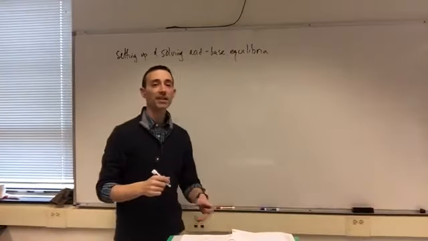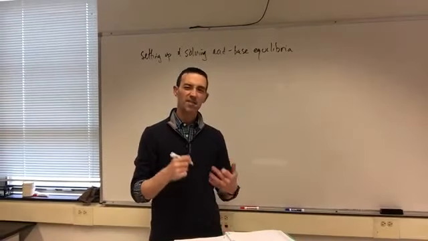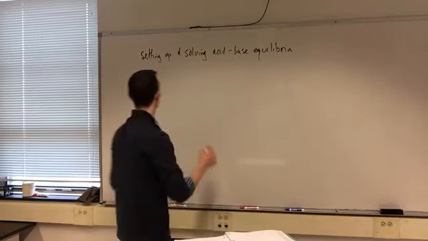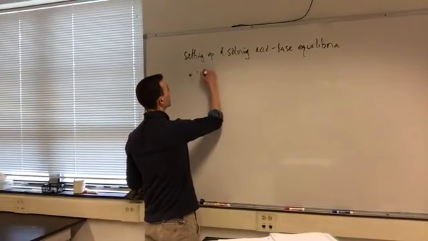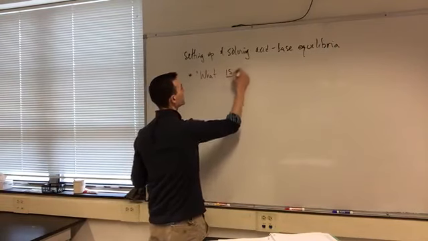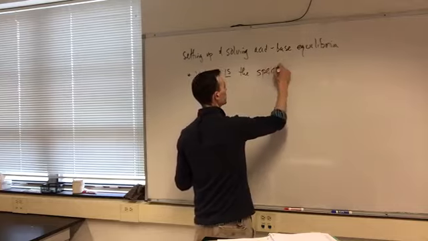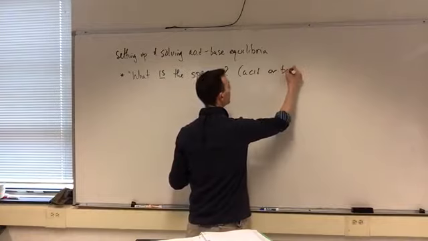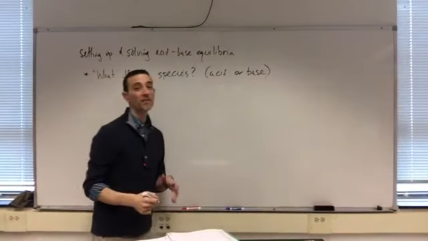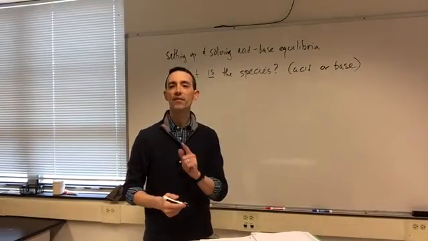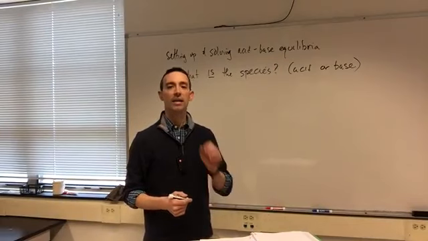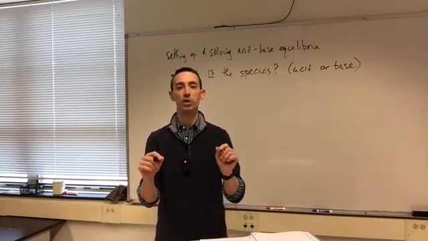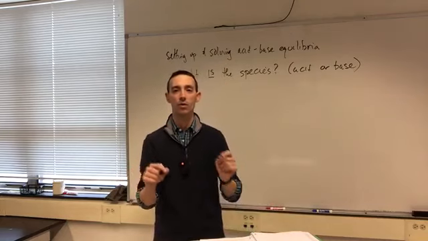In particular, this is going to work well for when you're asked to find the pH of a solution, but it could work for finding the Ka of a solution as well. You want to first ask yourself the question, what is the species? And by that I mean, is it an acid or is it a base? Pretty much everything will fall into that category. Even if it's a salt, as we just talked about, if something is a salt and it dissociates, there's a good chance that one of those two pieces is going to act as an acid or as a base.